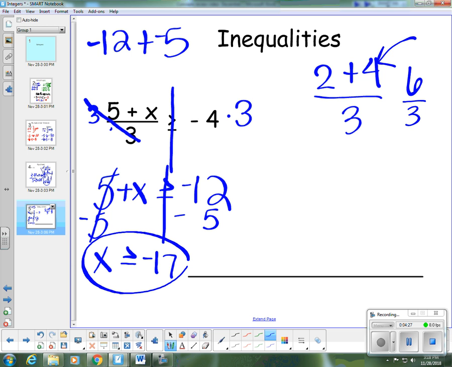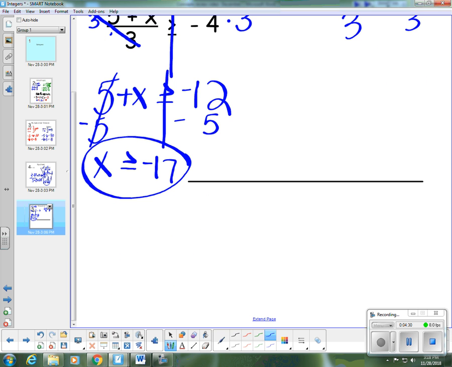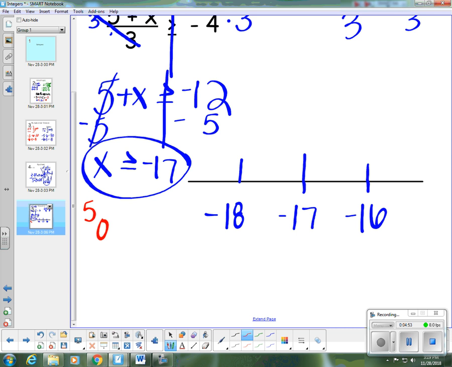So now that the variable is isolated, now I can graph it. I'm going to put a negative 17 on the number line. The number before negative 17 is negative 18, and after it is negative 16. So I'm putting 3 numbers on the number line. I'm going to think about some possible solutions. So if x is greater than or equal to negative 17, x could be 5, or it could be 0. So I'm going to use a closed dot to demonstrate that negative 17 is included in possible solutions. And I'm going to head in the direction of the 0 and the 5 and all those numbers that are greater than or equal to negative 17.